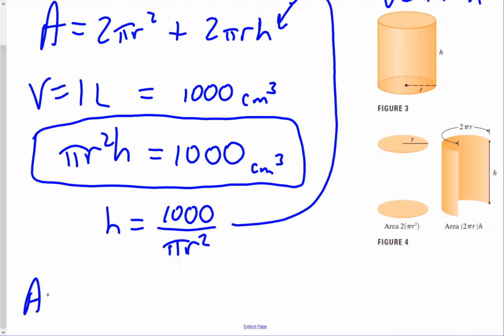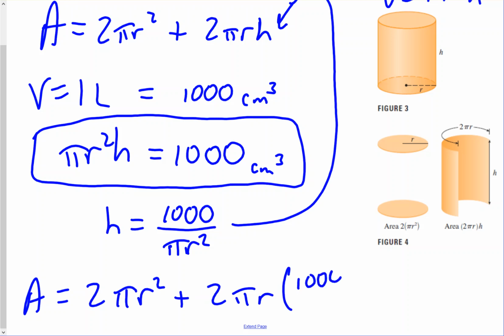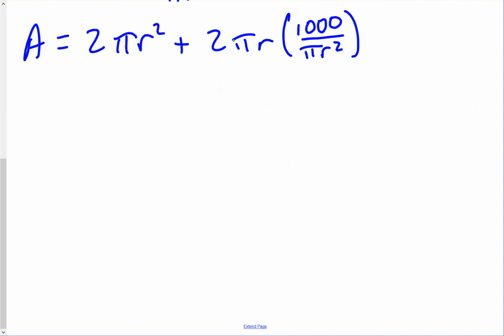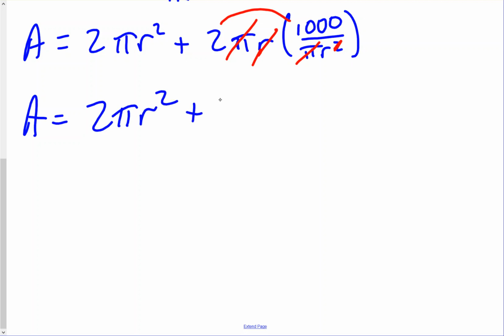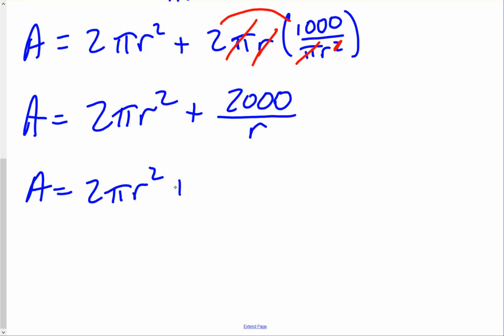So let's do that. We have A equals 2 pi r squared plus 2 pi r times 1,000 over pi r squared. Simplifying it a little bit, the pi's cancel, an r cancels with an r, and the 2 will multiply with the 1,000. So we have A equals 2 pi r squared plus 2,000 over r. In other words, A equals 2 pi r squared plus 2,000 times r to the negative 1.